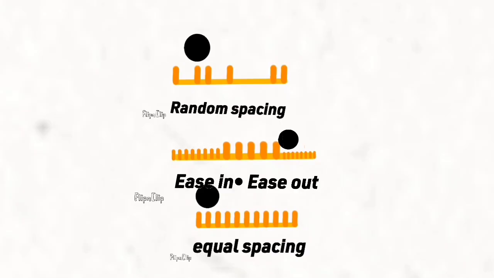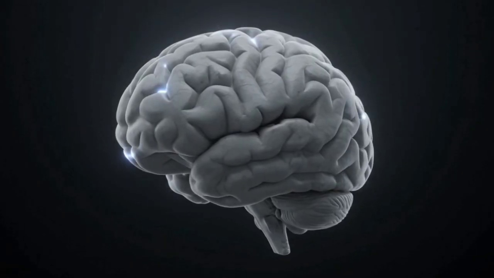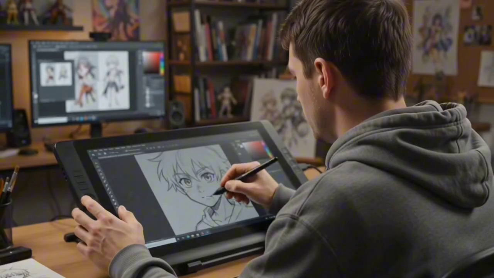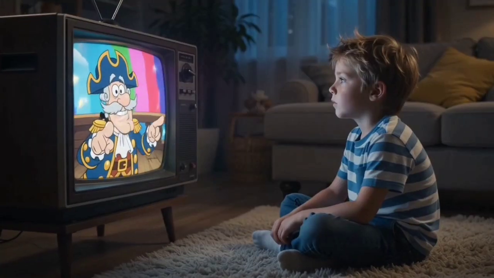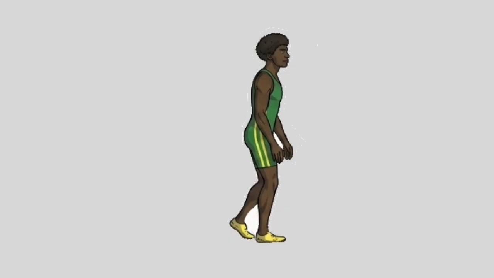So far, we've talked about spacing. We've talked about easing. We've even explored how your brain predicts motion. But none of those things can save an animation if the movement itself isn't believable. Because great animation isn't created by moving a character. It's created by convincing the audience that every movement has a reason. And that journey begins before the action even starts.